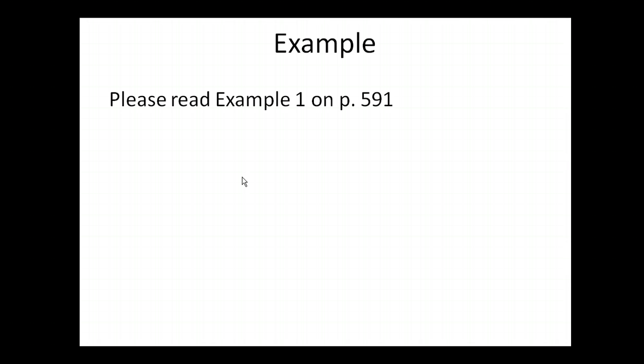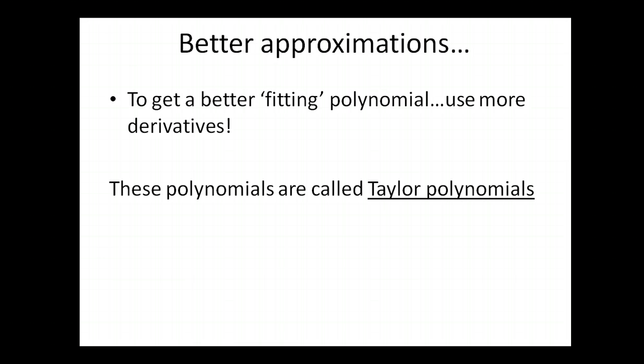Now that you have read example 1 on page 591, what I'd like to do is consider how we can improve these approximations that we're using with these polynomials. So far we've approximated with lines and with quadratics, but what I'd like to do is get an even better approximation by using some more terms. So how do we get a better fitting polynomial? Instead of fitting it with a line or with a quadratic, perhaps we should use more terms.